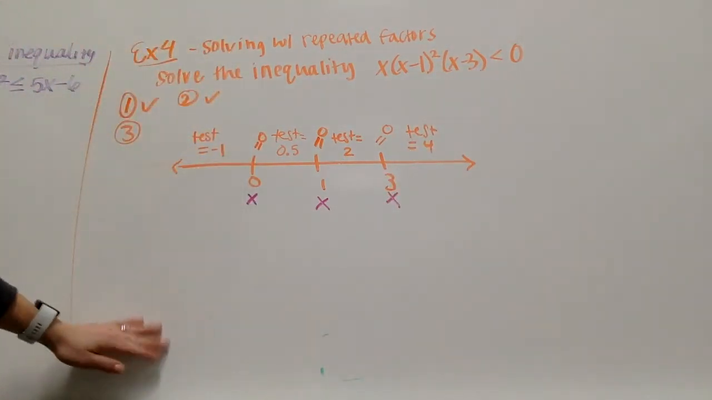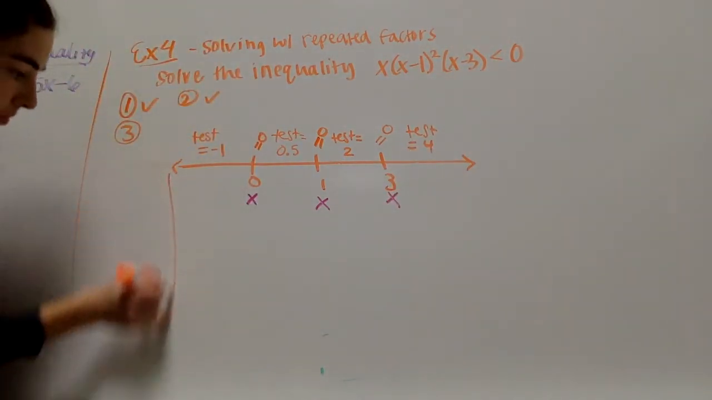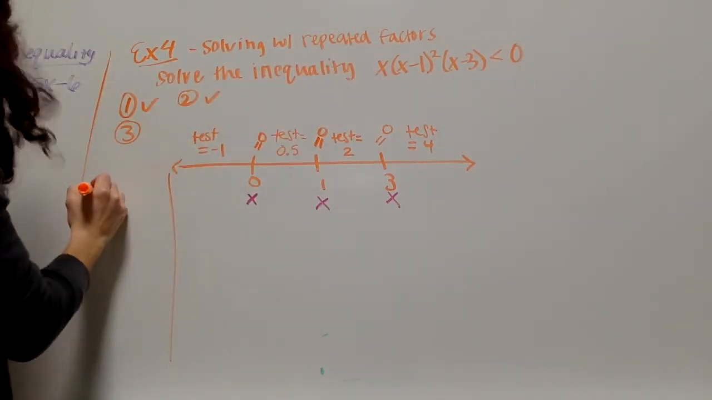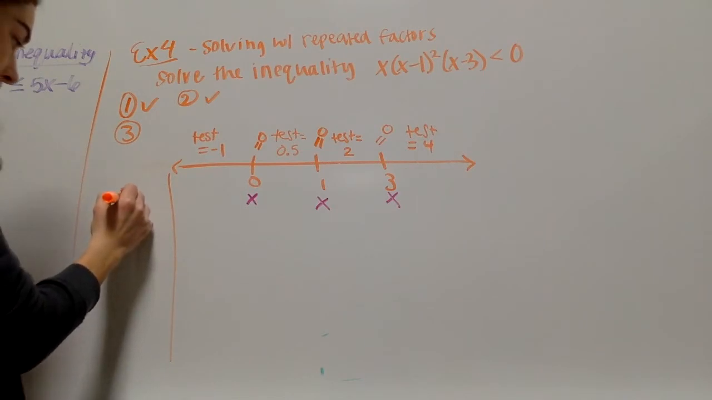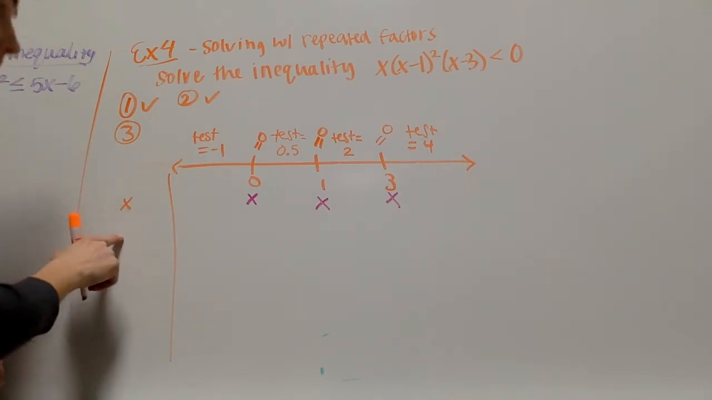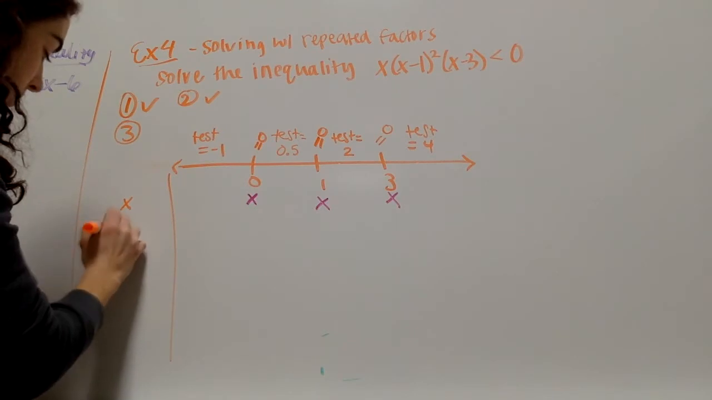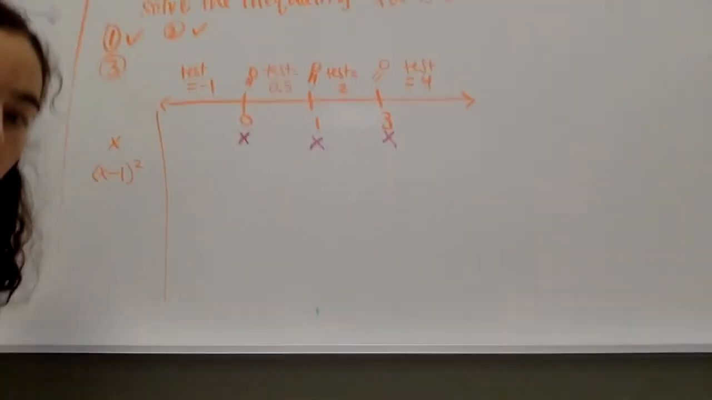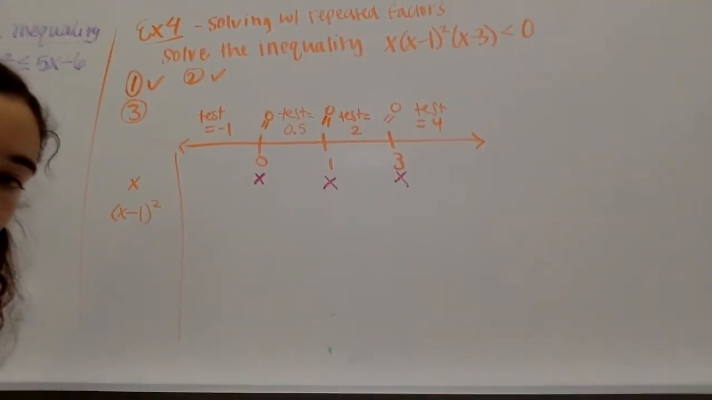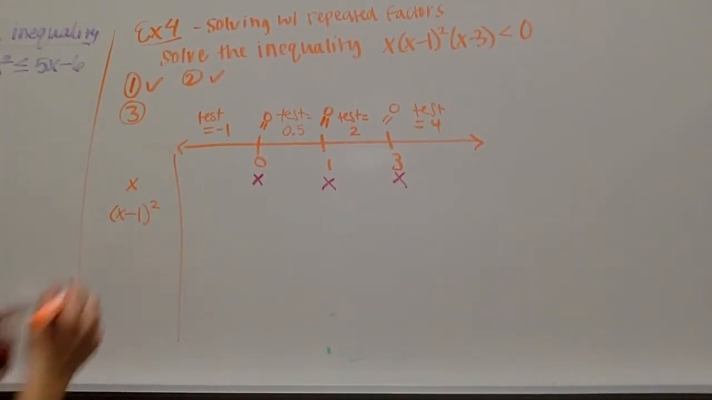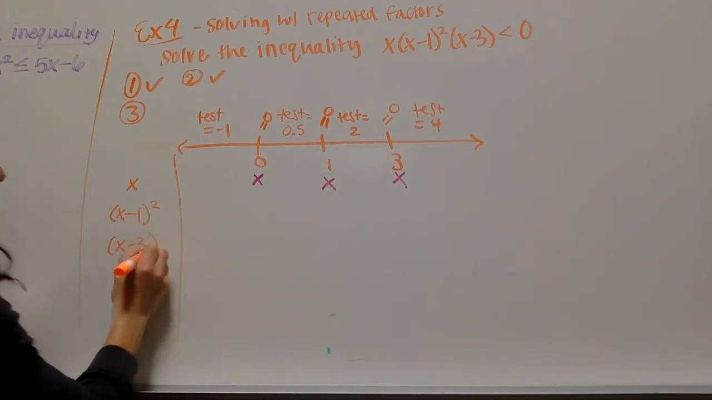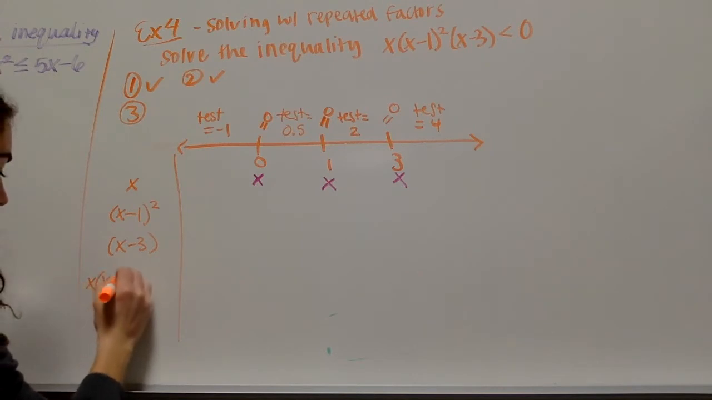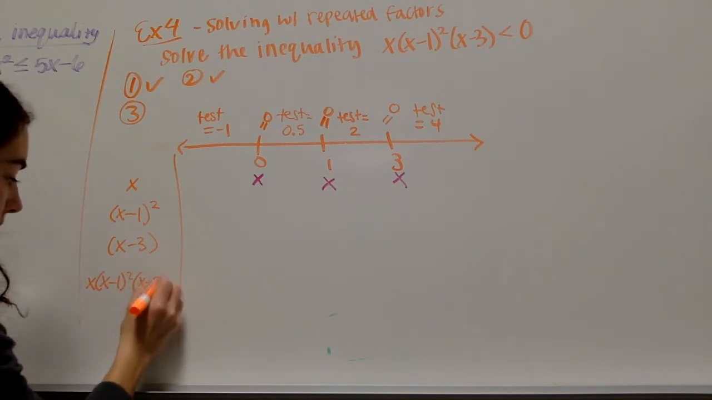Now we need to list our factors on the side. So we've got x. And we've got x minus 1 squared. That one's the one that's going to be confusing because we have to multiply twice in that one. Then x minus 3. And then all of them together, x times x minus 1 squared times x minus 3, okay?